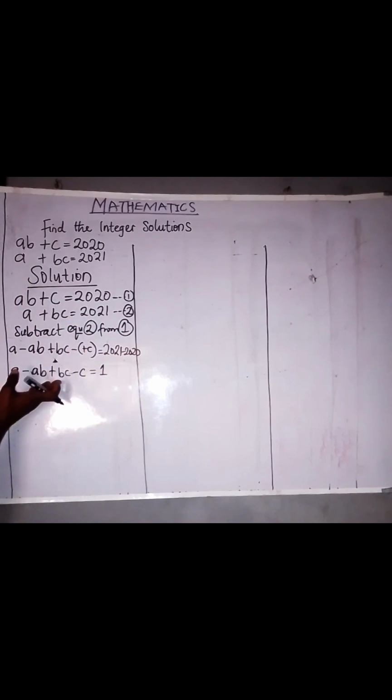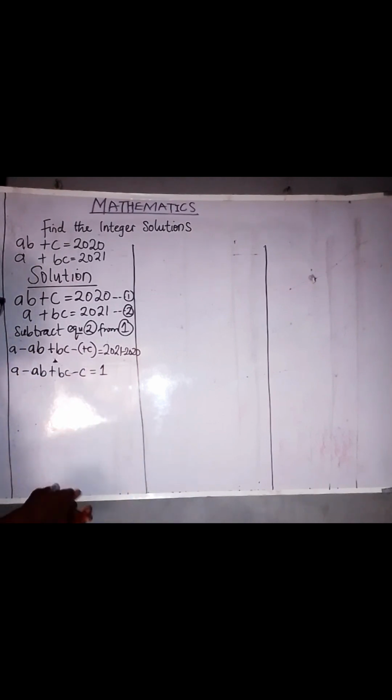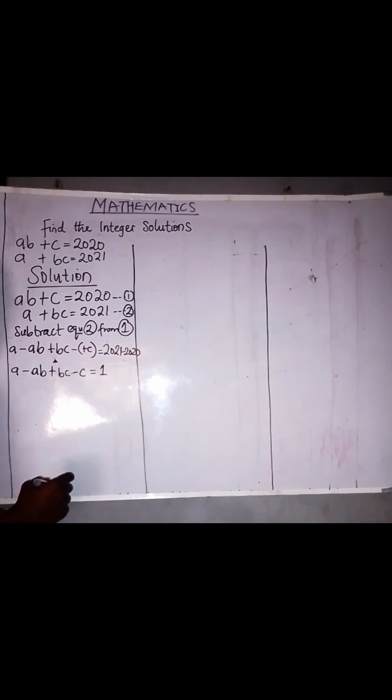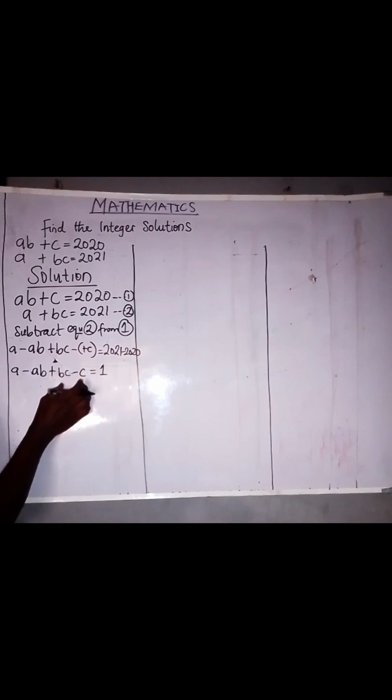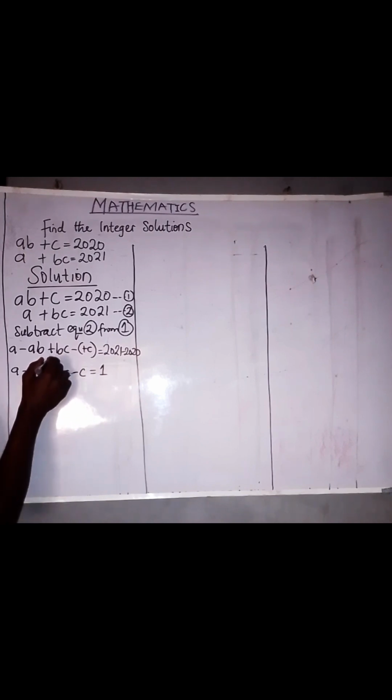Okay. So now what do I do next? Look at this very well. The only possible thing to do here is to factorize this particular equation. I'm looking at what's common here. A is common here, and C is common here. So I'm factorizing it from here.